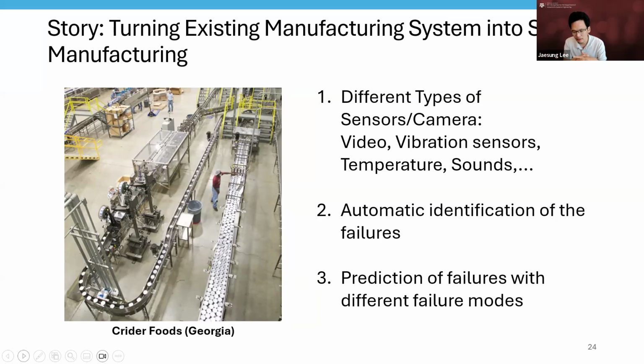So even 3 seconds in advance will make everything different, because you can stop the process, and then the staff can come in and fix it. So with all these smart manufacturing systems, they could save a lot of cost, and also achieve safety in the manufacturing system.